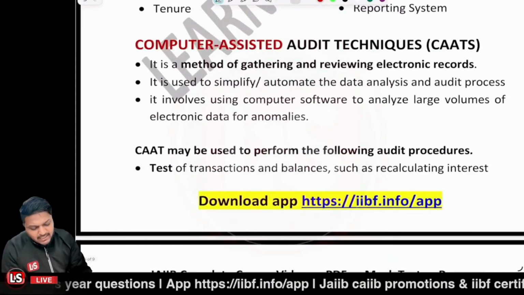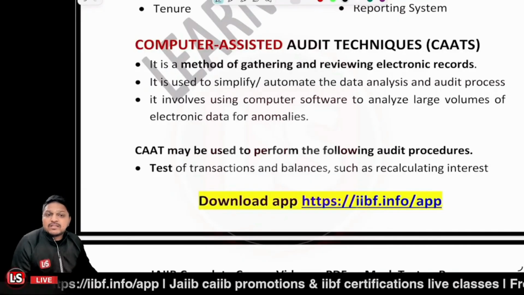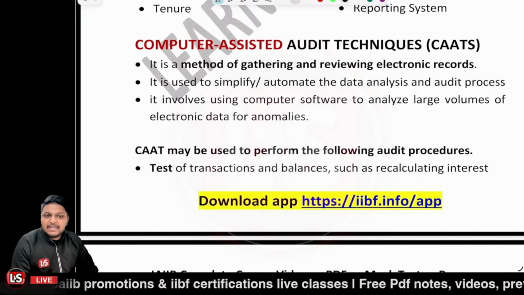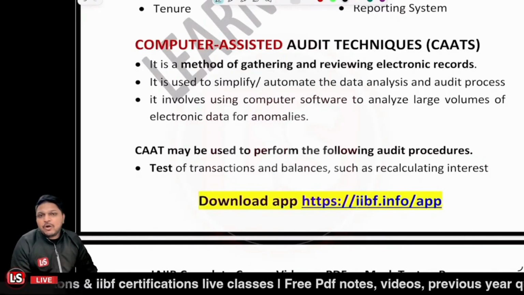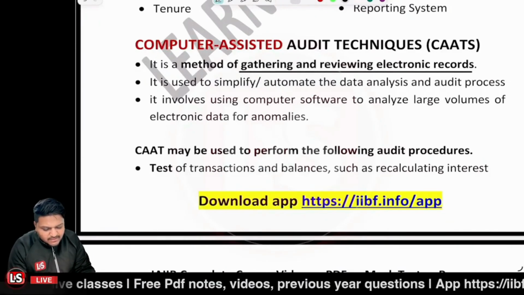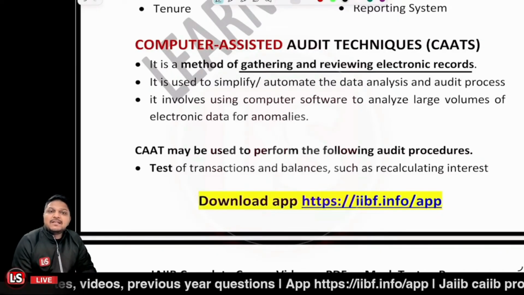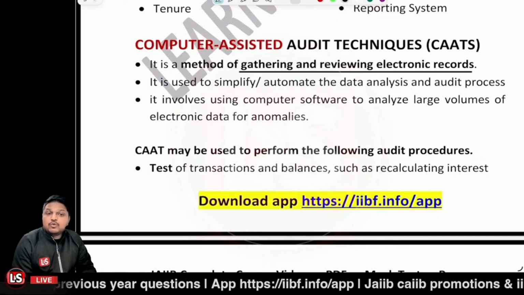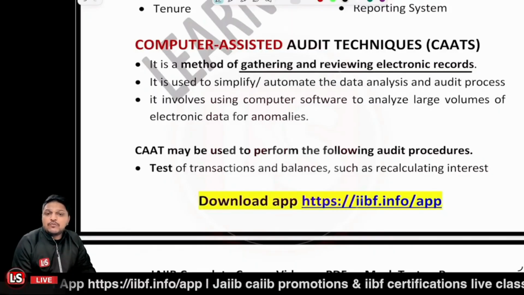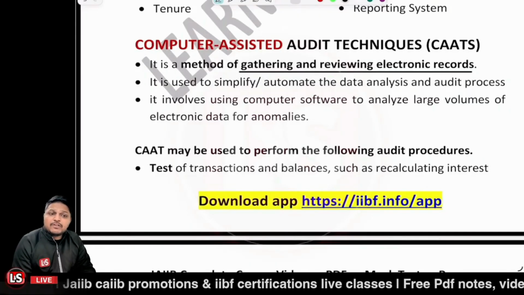Further, it is CAATS. It is computer assisted audit technique, that we are to gather all the electronic records, and further we are to review the electronic records. That is CAATS. What we want to do is analyze the data, right? And we use computer software for the same, so that we can process such a huge volume of data. So it basically helps us to perform the audit function, right?